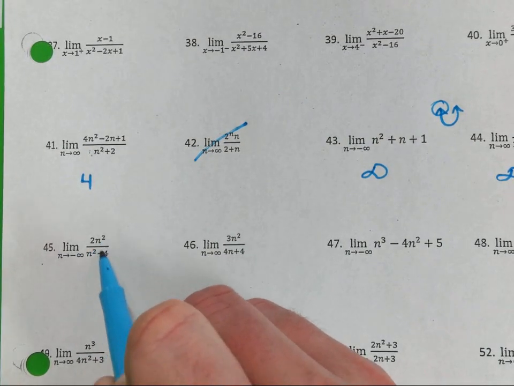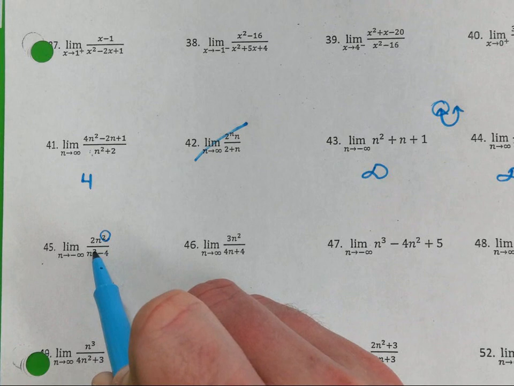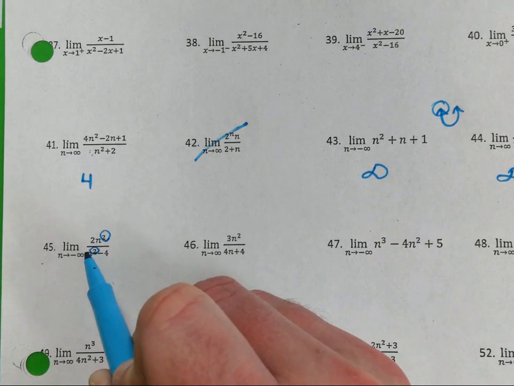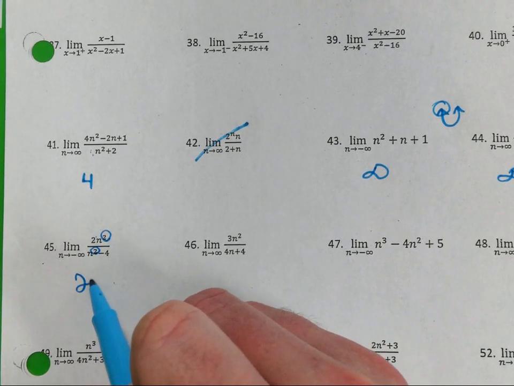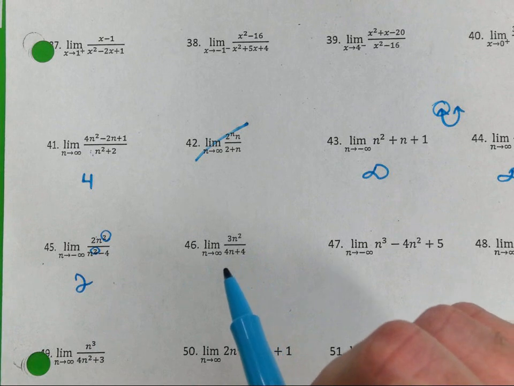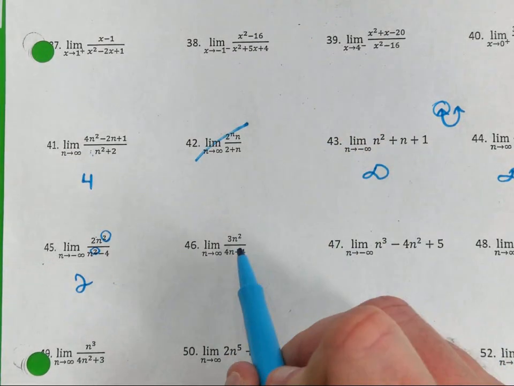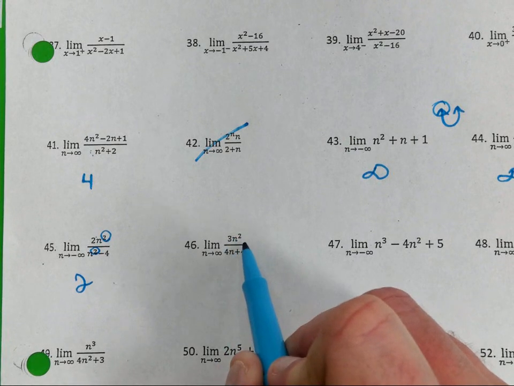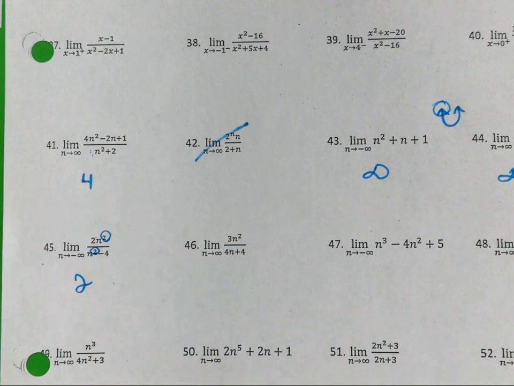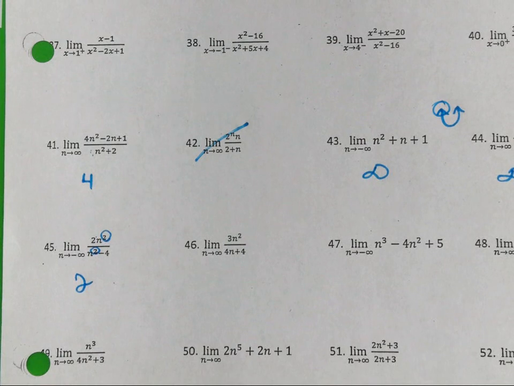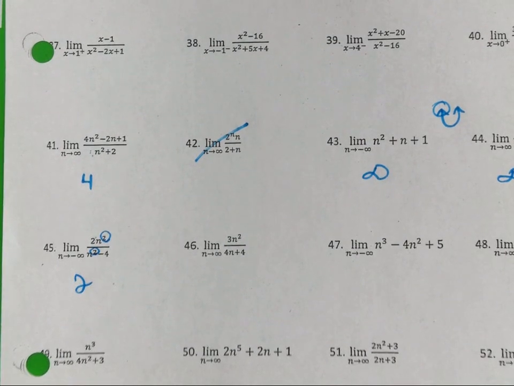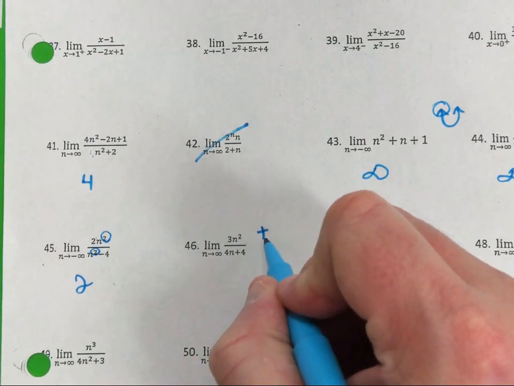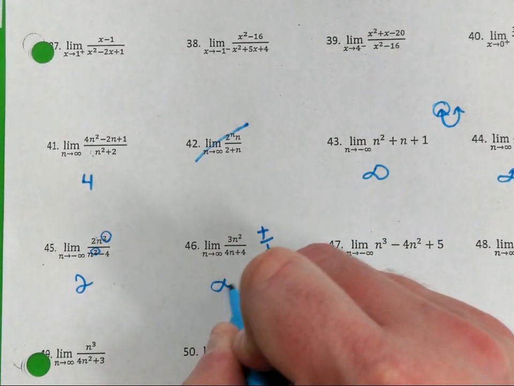Here, I have a rational. The degrees are the same, so I divide the leading coefficients. What's 2 divided by 1, guys? 2. All right. 46. It's a rational. Is it top heavy or bottom heavy? Top. So I have to plug a number in. As it goes to infinity, I'm going to plug 100 in. I will get what in the top? Positive or negative? Positive. In the denominator, I get what? So that predicts it's going to what?